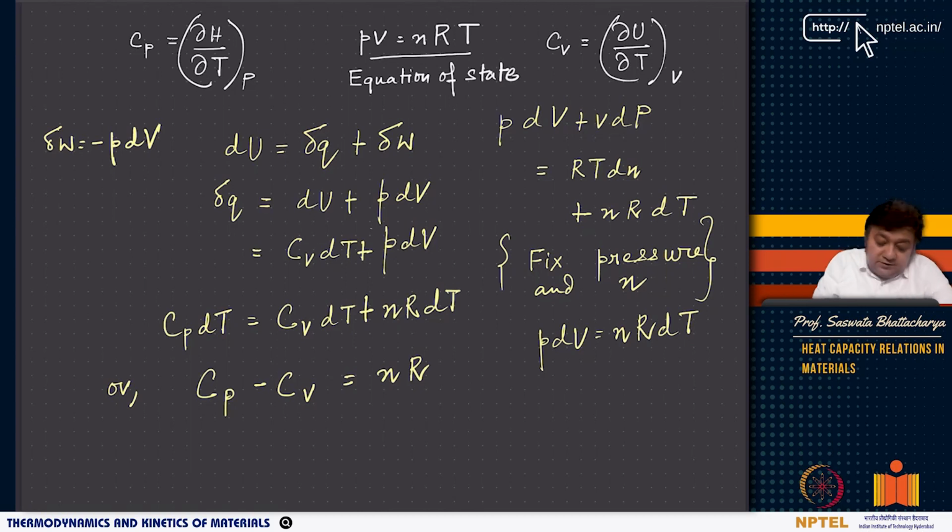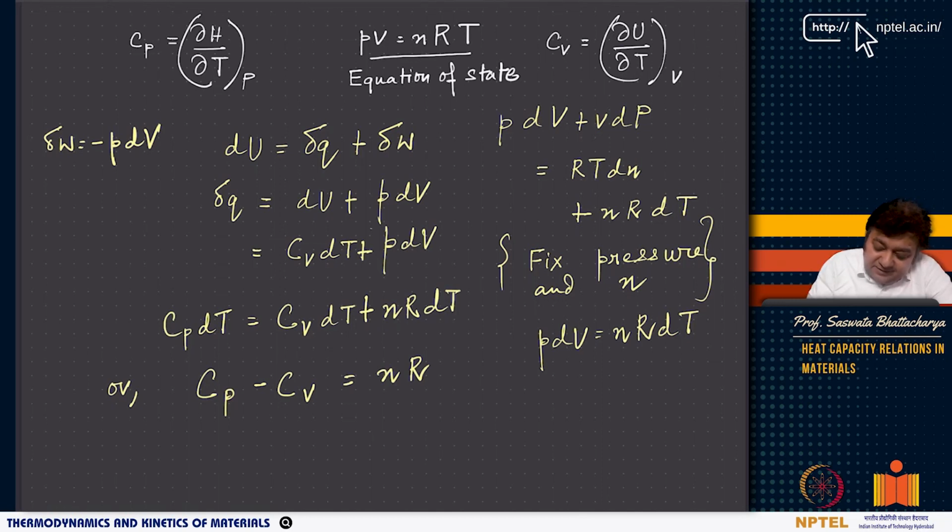Now you know del W, the reversible mechanical work, is equal to minus PdV. And you also know from the first law that dU equals delta Q plus delta W. So delta Q, which is the heat input, is equal to dU plus PdV, because del W is minus PdV if the work done on the system is positive. This we already found out. So delta Q is dU plus PdV.